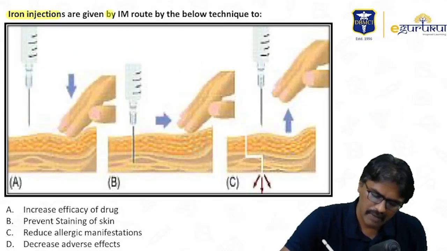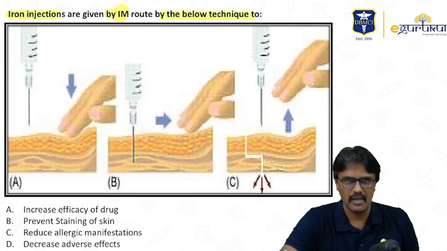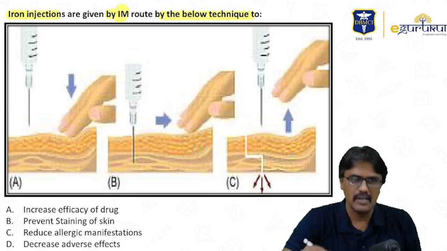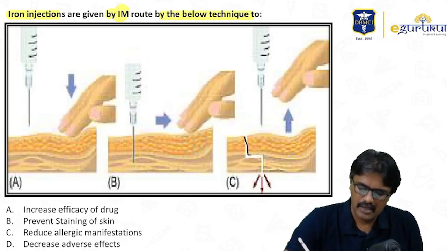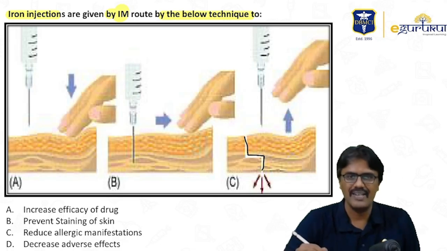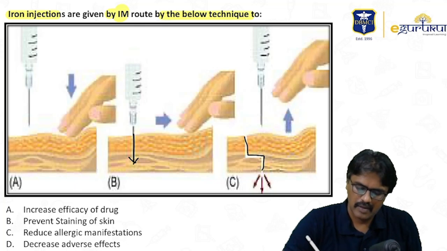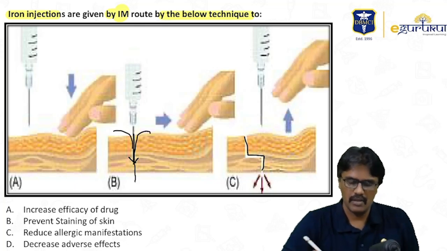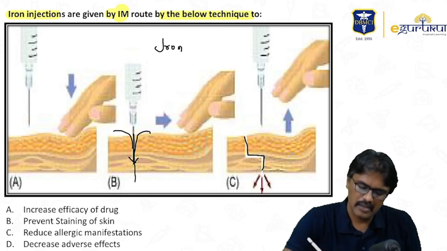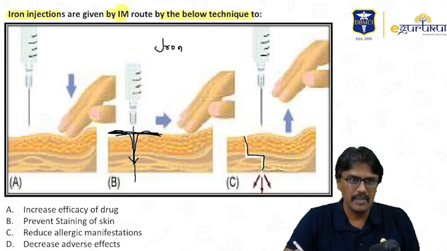Iron injections are given by IM route by the following technique. Why do we give iron injection by this technique? What is the technique? You can see here. The technique you are seeing is Z-track technique. So this is called Z-track technique. Now what happens if I give an injection like this? The drug may come back and it may go out. So if it is iron injection, what happens? The iron injection is colored and it can cause staining of the skin. So that is not desirable by the patient.